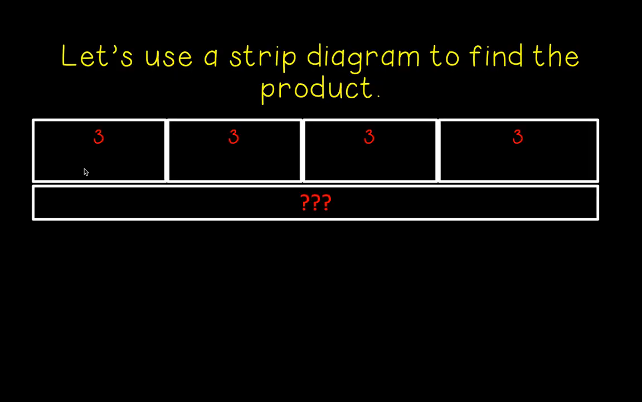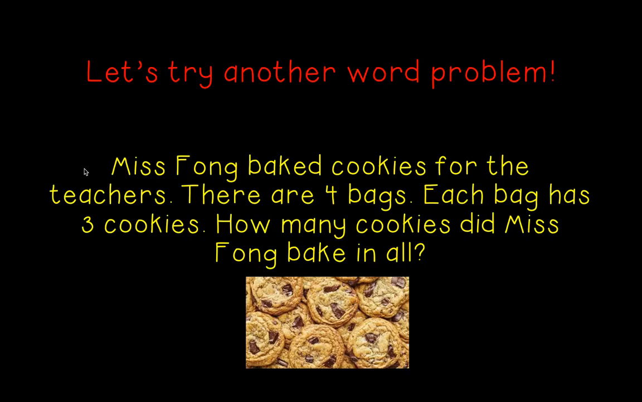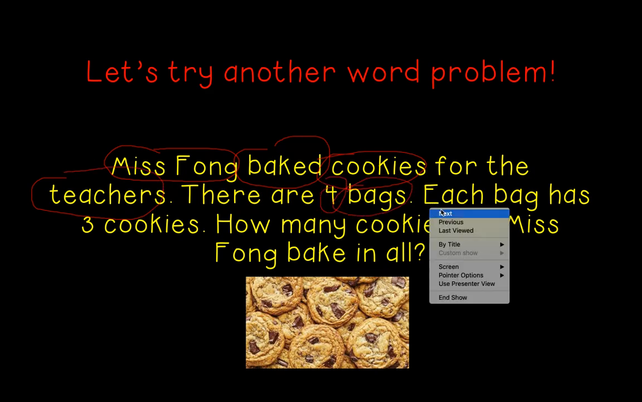So let's use a strip diagram to find the product. So these are the 4 bags for our strip diagrams. And then each bag has 3 cookies. So if we were to circle information, we would circle probably Miss Fong, baked cookies, teachers, 4 bags.